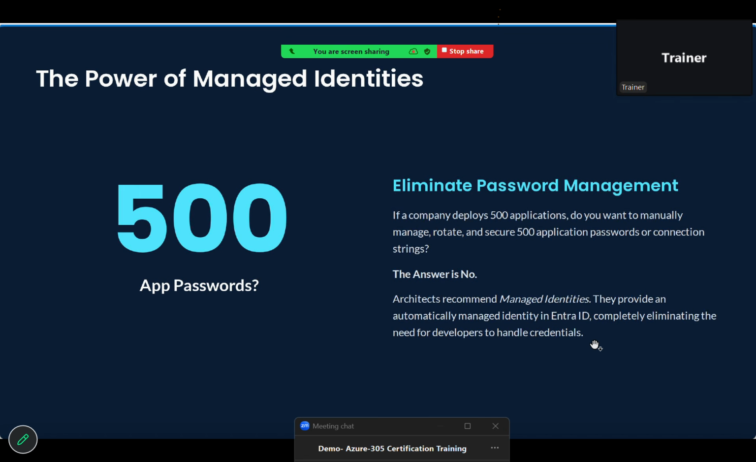If you are a developer or an engineer, and I give you 500 passwords, and every time you have to log in the password changes, you get stuck on that. So in that case, we'll use managed identity. It eliminates the manual process to store and handle the credentials.